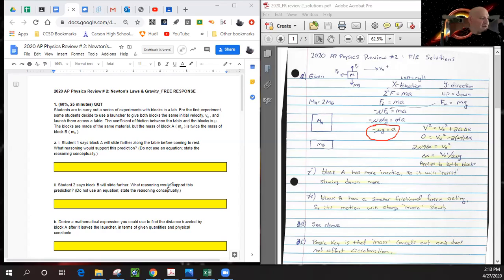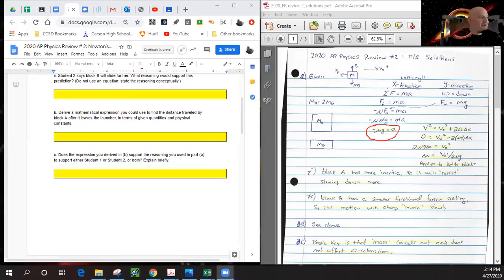Part B here asks, student 2 says block B will slide further. What's the reasoning? Well, block B has a smaller frictional force acting on it because the mass is smaller, okay? So its motion will change more slowly, okay? And let's go and take a quick look here. Take a look at part C here.